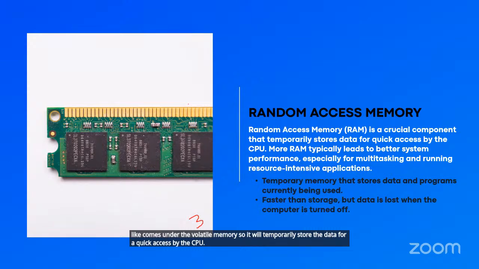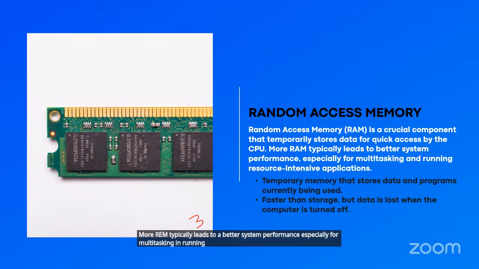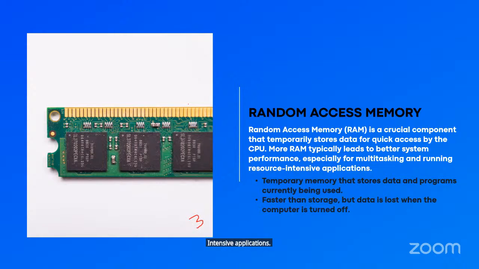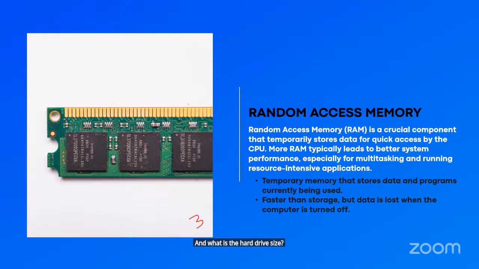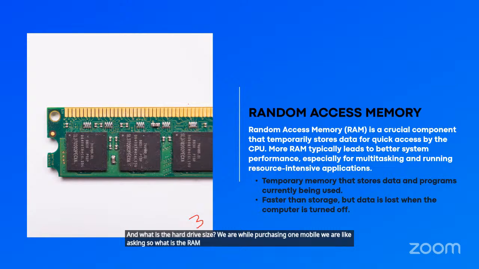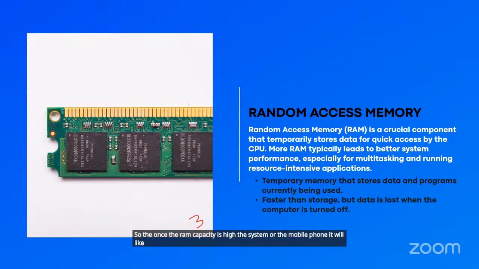More RAM typically leads to better system performance, especially for multitasking and running resource-intensive applications. While purchasing a laptop, everyone asks what the processor is, what the RAM size is, and what the hard drive size is. While purchasing a mobile, we ask what the RAM capacity and the storage size are. Why do we ask about RAM capacity? Because once the RAM capacity is high, the system or mobile phone performs faster.